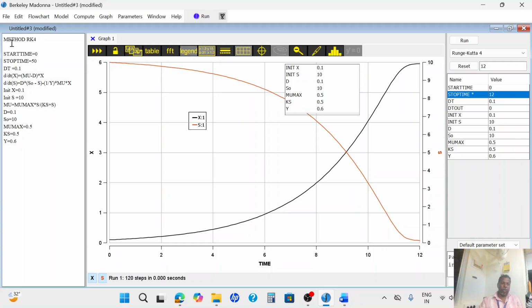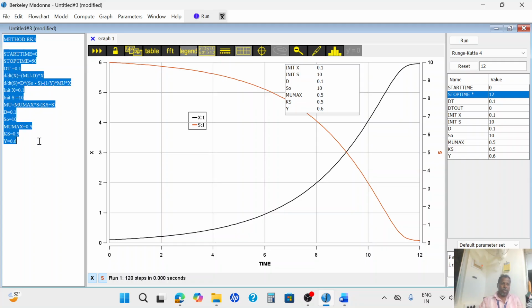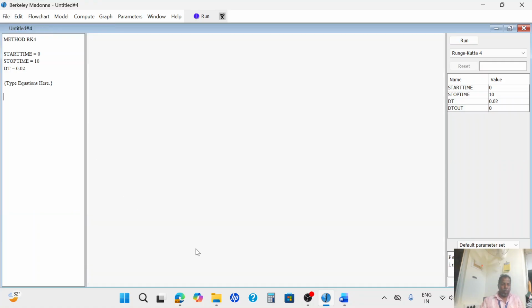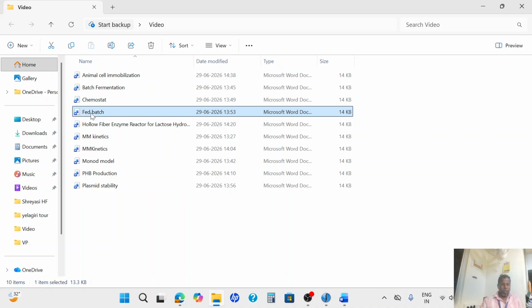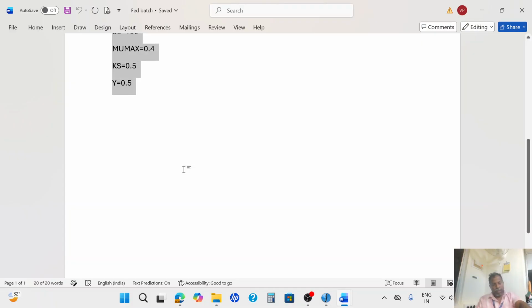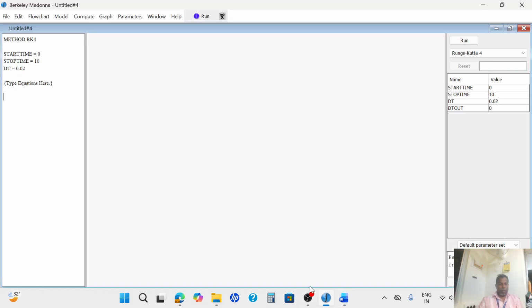Similarly, we'll also try for a fed batch reactor. For the fed batch reactor model, go to the new model. Again, in fed batch the initial volume is a variable, so it is a variable volume system. Since it is a variable volume system, there are three differential equations: one is x, another is s, another is v.